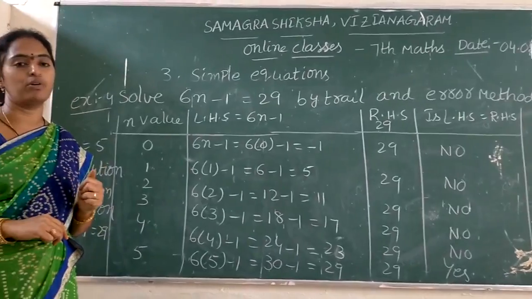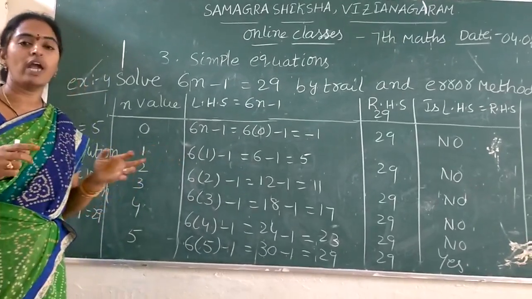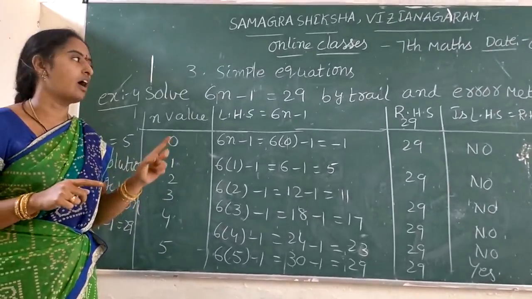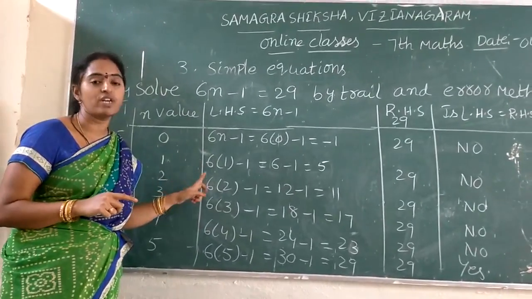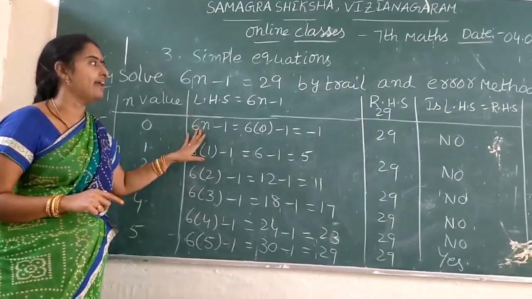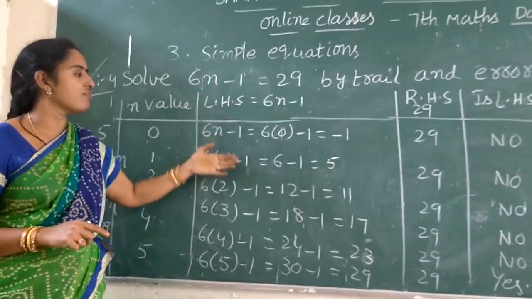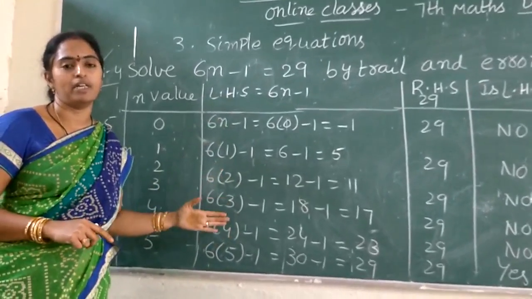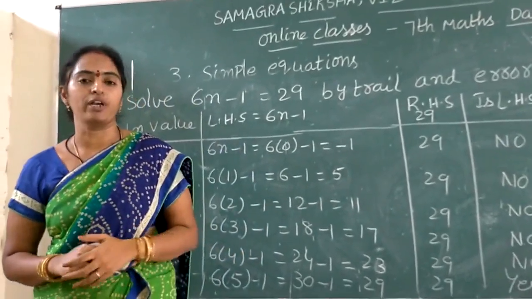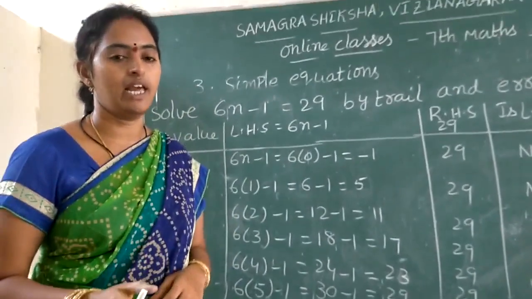And next we have to find the solution of an equation, and also we have to check whether the variable value is a solution of the equation or not. We also learned verification of the solution of the equation. And now we have to learn finding the solution of an equation by the trial and error method. Next, we have to do exercise 3.1 some problems, and the remaining problems you have to do as an assignment.